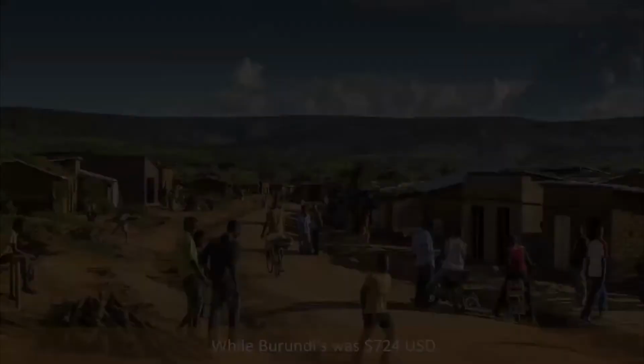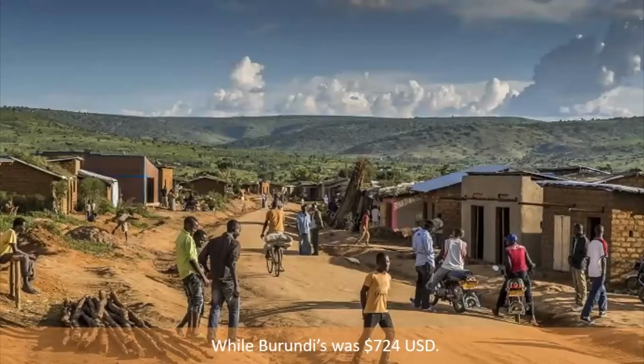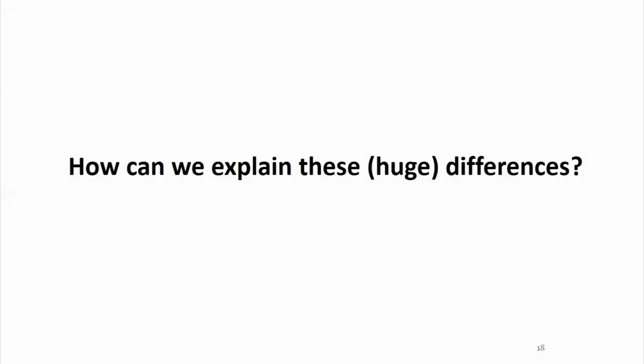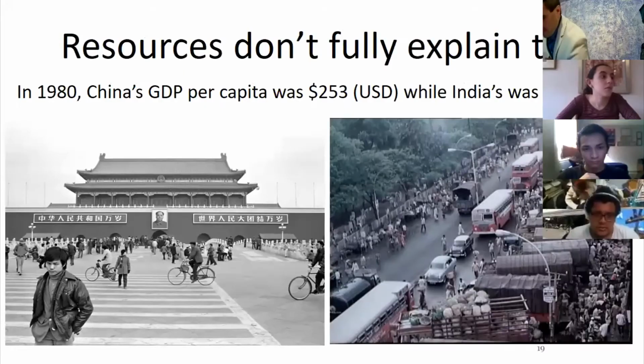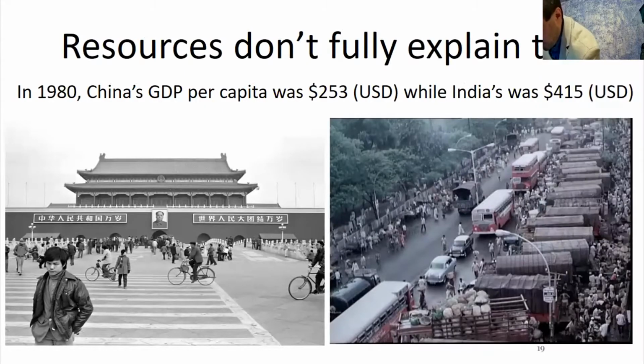And at the opposite side of the spectrum, we have Burundi. And in Burundi, people earn per year, on average, only $724. And this is dramatic. It's completely unthinkable, unfathomable how different they are. So, how can we explain these huge differences? Resources are certainly one of the reasons why there are differences between these countries, but not the only one.